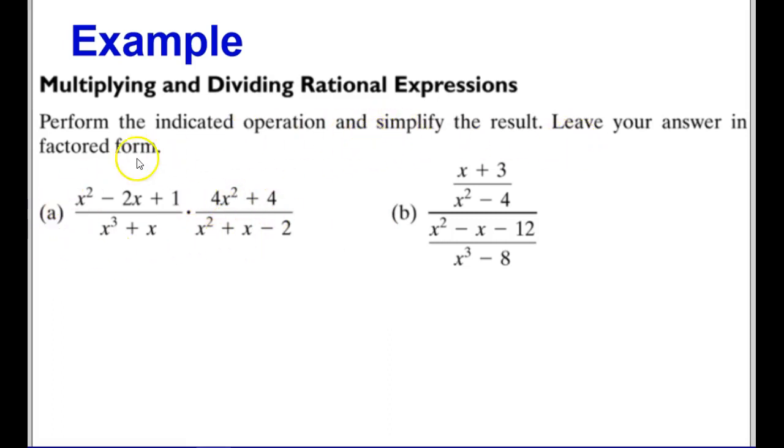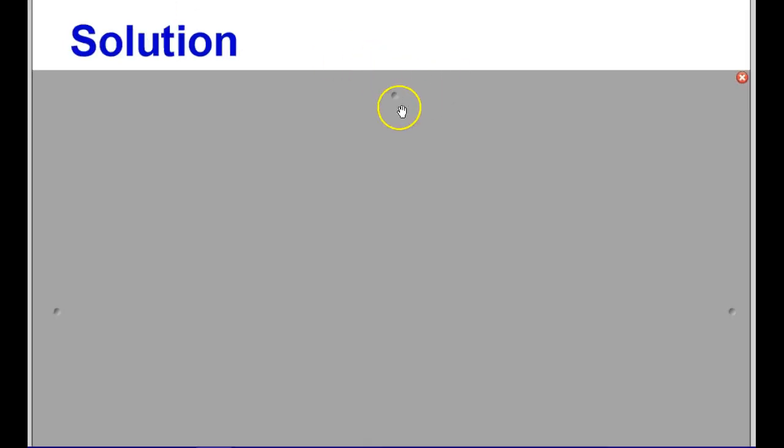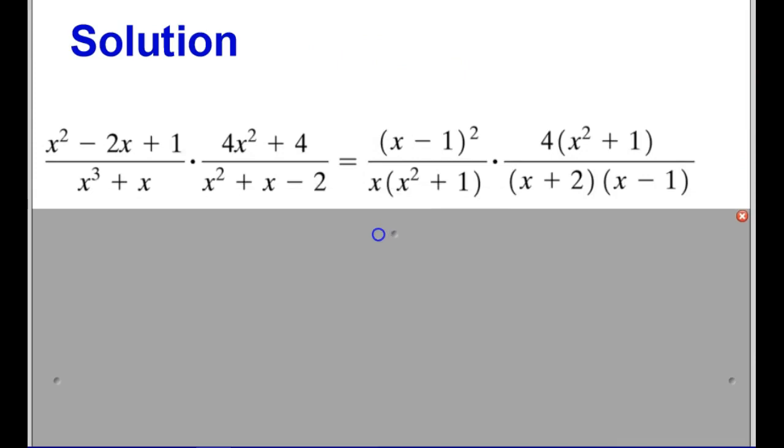And we can always leave our answer here in factored form. We don't have to then multiply it out again. So let's look at what we're going to do here. So the first thing we go ahead and do, again, is to factor. We want to factor everything first so we can simplify as much as possible before we actually get going.